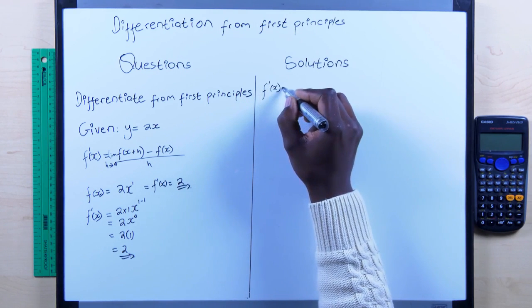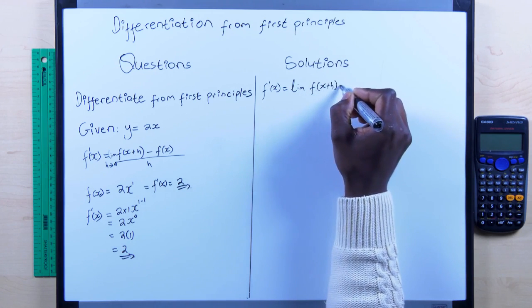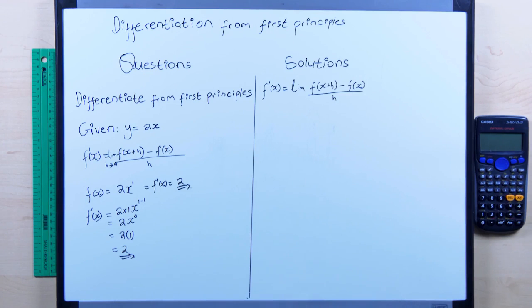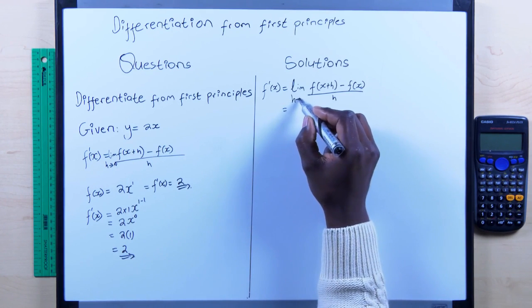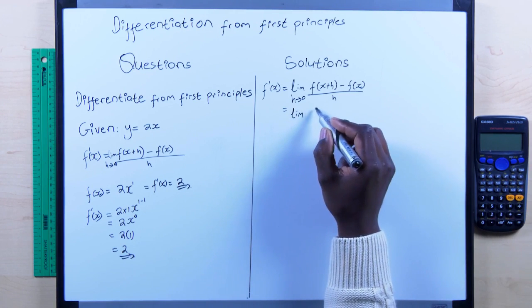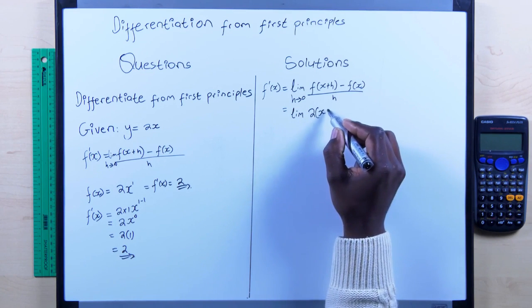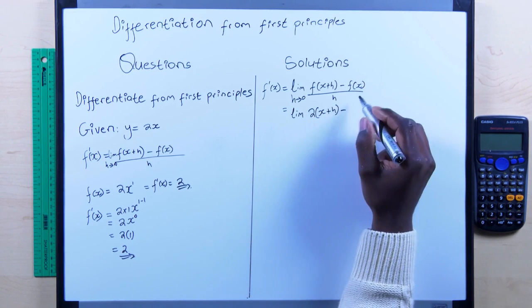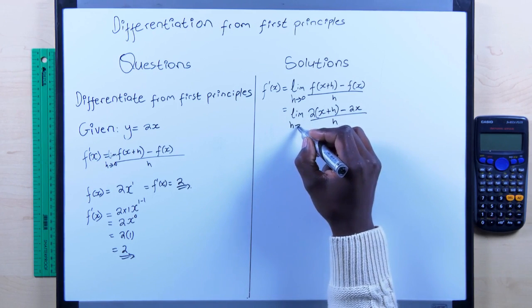f prime x is equal to the limit of f of x plus h minus f of x, all divided by h. We are given that f of x is equal to 2x, so equals, as h approaches 0, that is very important, the limit of f of x. So what is f of x? f of x is 2x plus h. This is f of x plus h minus f of x. f of x is 2x, all over h as h approaches 0.